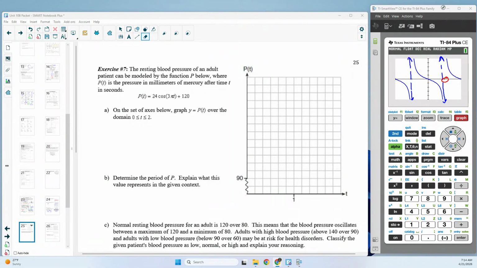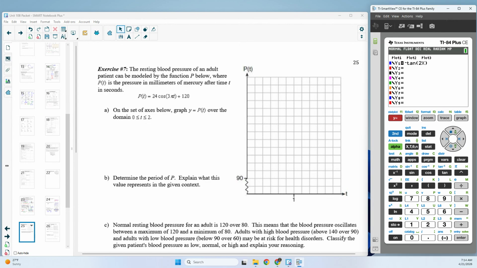I am going to get rid of my tangent graph from the last problem, so I'll take this in. 24 cosine of 3 pi x plus 120. I'm actually not going to graph it yet, but I am going to at least set up my window. So 0 to 2, my scale, I'm going to use 1 for that. And we are graphing from 90 to 150.